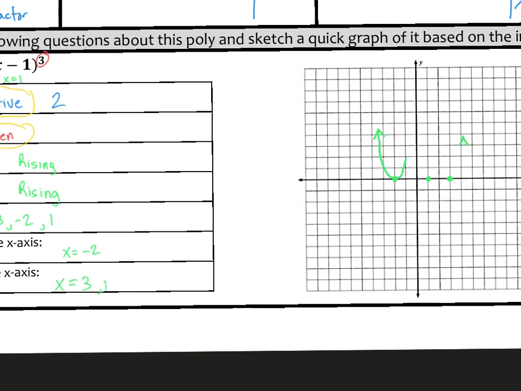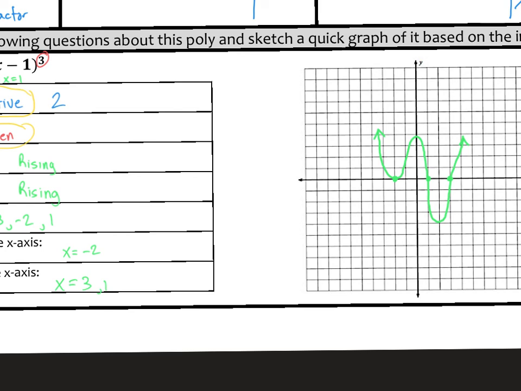We do not know where the maximum is, but I do know I need to go back down and cross the 0 at 1, so I'm going to head back that way. I do a little U-turn wherever I want. This is just a rough sketch. Come down. Again, I need to do another U-turn to cross again at 3, and then go find my end behavior, and I'm done. Okay?